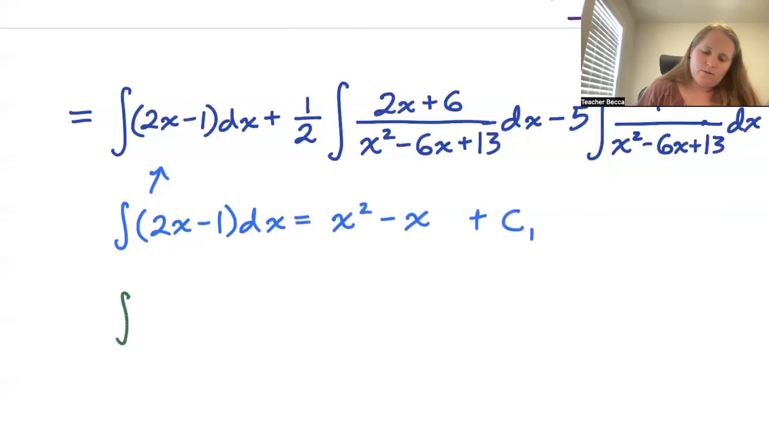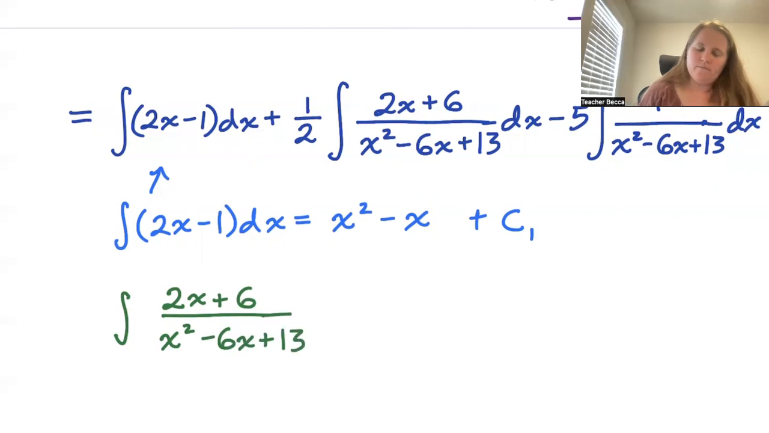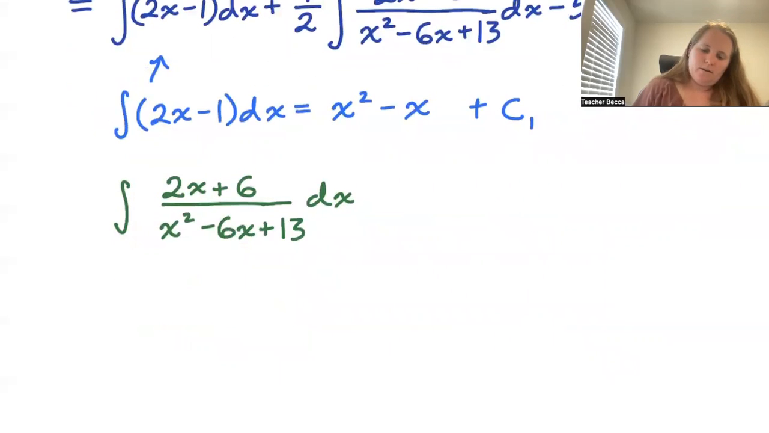The integral of 2x plus 6 over x squared minus 6x plus 13 dx. Actually, let's keep the 1/2. So the integral of 1/2 the integral of 2x plus 6 over x squared minus 6x plus 13 dx. This was set for taking u to be equal to x squared minus 6x plus 13.